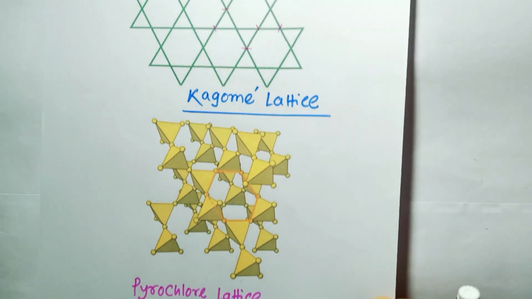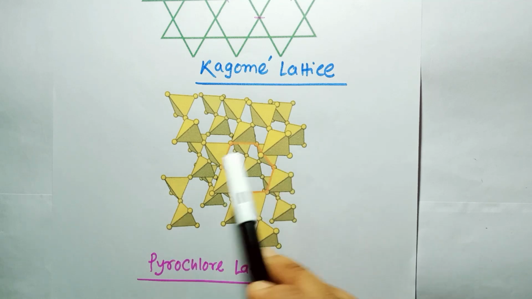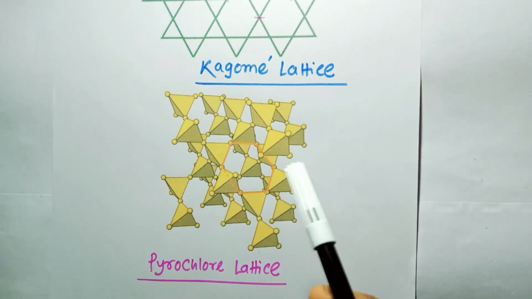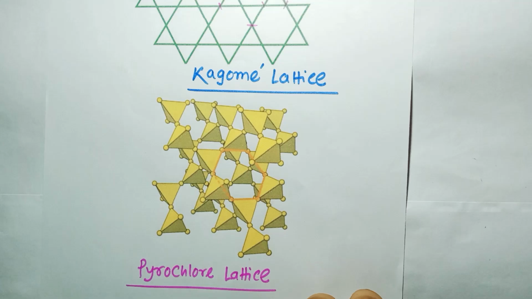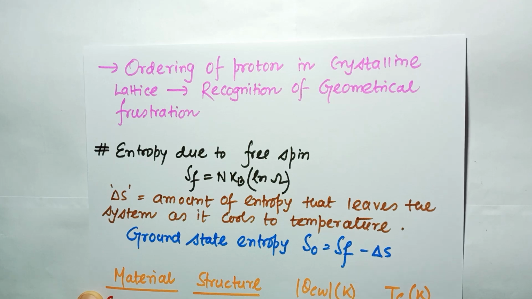And in the case of a 3D structure, that is called the pyrochlore lattice. You can see the most degenerate and more frustrated lattice is the one where the vertices are shared by octahedra. This is called the pyrochlore lattice, the most degenerate and most frustrated 3D structure. The ordering of the protons in crystalline ice is the first recognition of the significance of geometrical frustration. So the ordering of the protons in crystalline ice is an example of geometrical frustration.